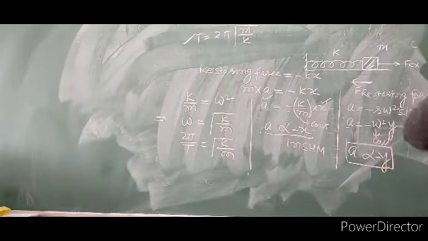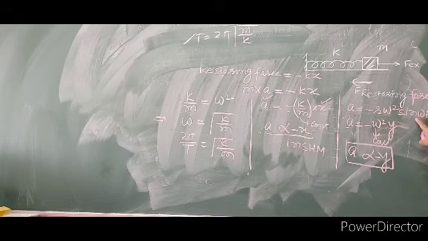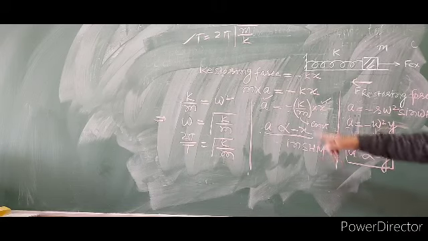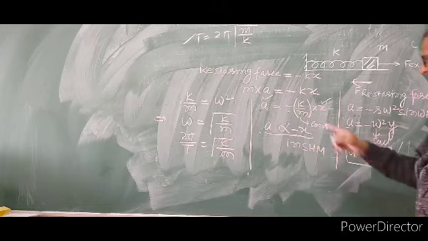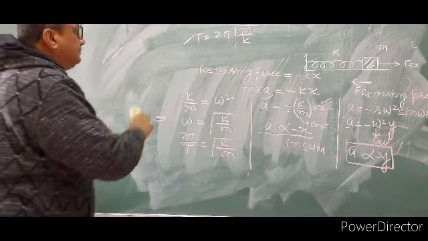In this concept, you have to take care once more. A equal to minus r omega square sin omega t. Here r sin omega t, in its place we write y. Then A equal to minus omega square y. A is directly proportional to minus y. This is the concept of SHM. Here omega square is the constant term, so here k by m is the constant term. It is omega square. So we have calculated the time period. We'll take one more example.